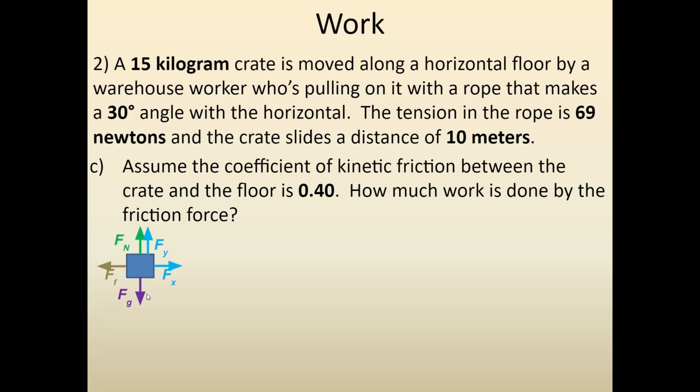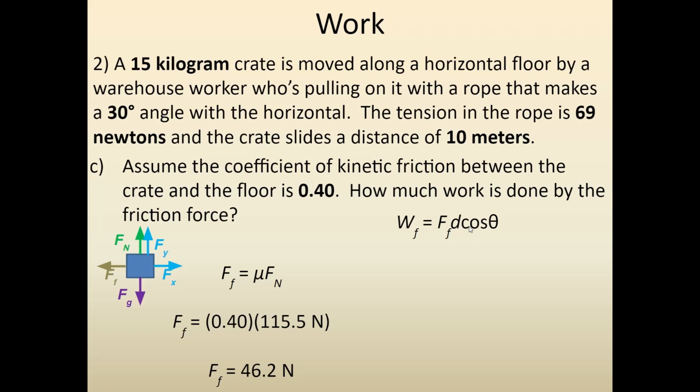Again, we use our go-to, the sum of the forces in the y direction. The sum of the forces in the y direction is going to be equal to 0. So the gravitational force pulling down minus this force pulling up is going to be equal to the normal force. So I take the normal force from the previous part, multiply by 0.4, and I end up getting 46.2 newtons as my frictional force.